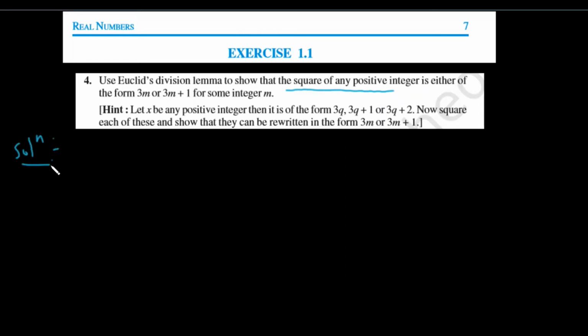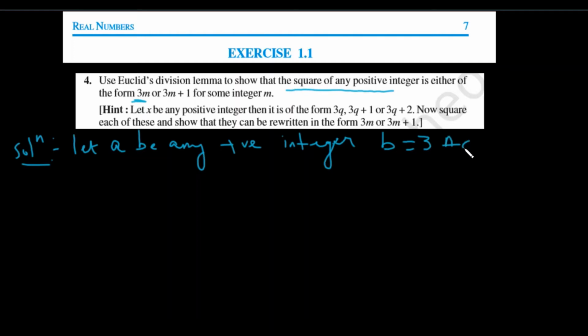Solution. Let a be any positive integer, and when we compare the Euclid's division lemma equation, we can see that instead of b they have given 3. So what is the value of b? b is equal to 3 according to the question.